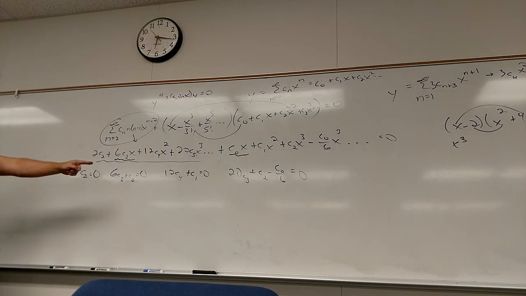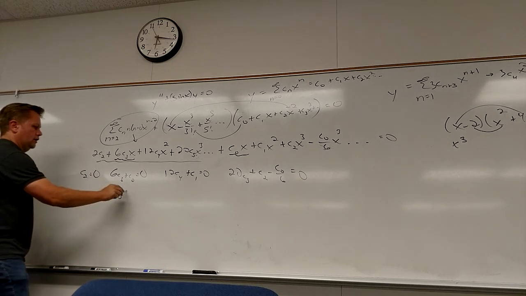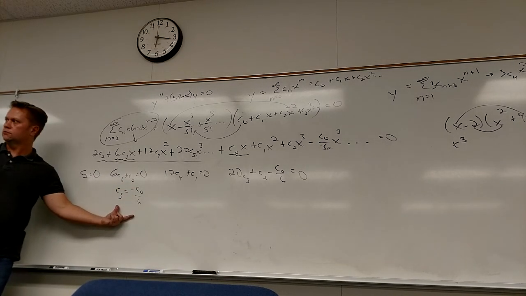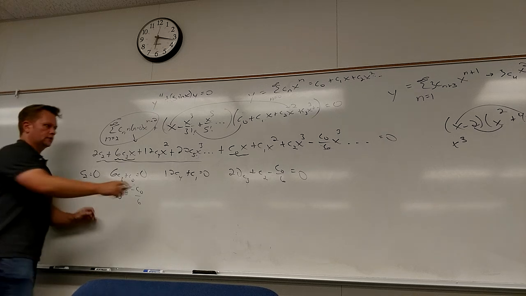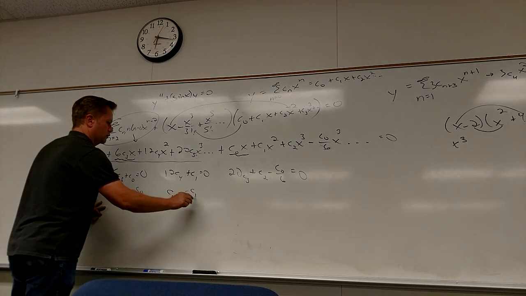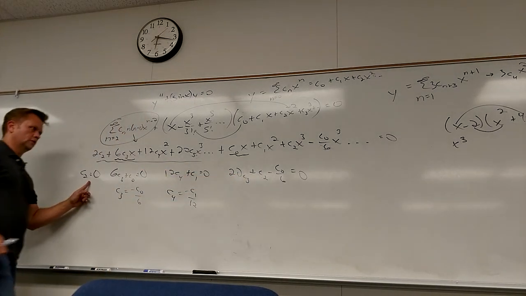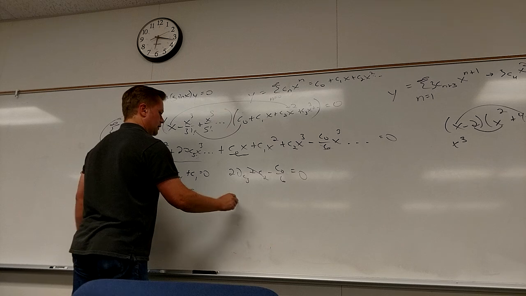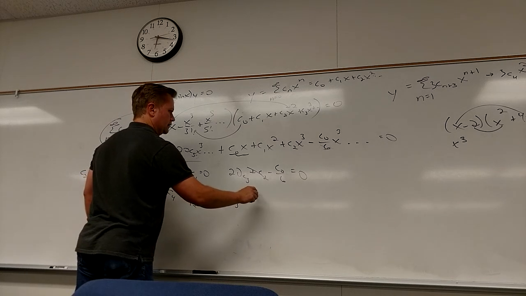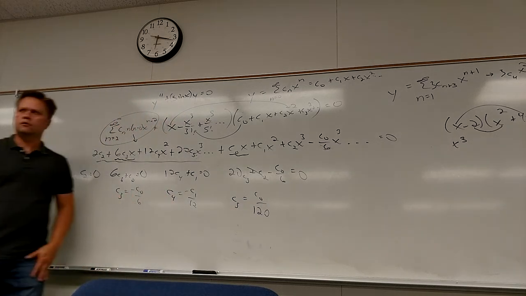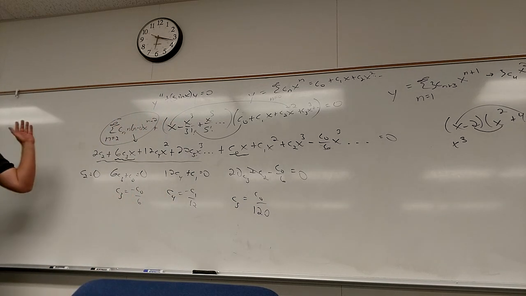Now here, I see that C3 equals negative C0 over 6. Is that cool? Yes. That looks like something we're used to. I see that C4 equals negative C1 over 12. I see that C2 is 0. I see that C5 equals C0 over 120. C5 is a decent distance out for our purposes.